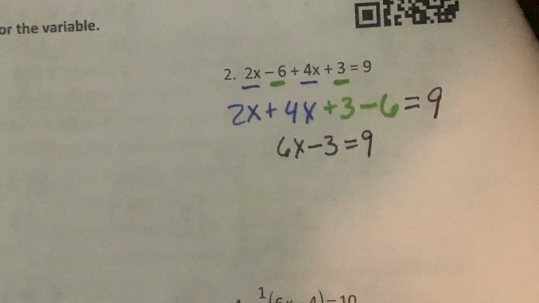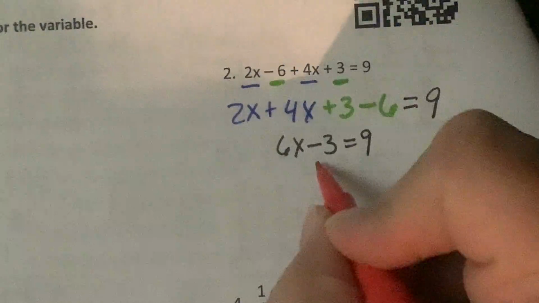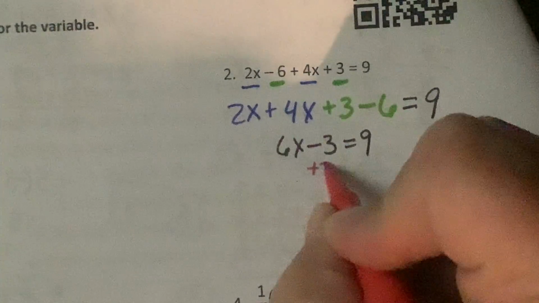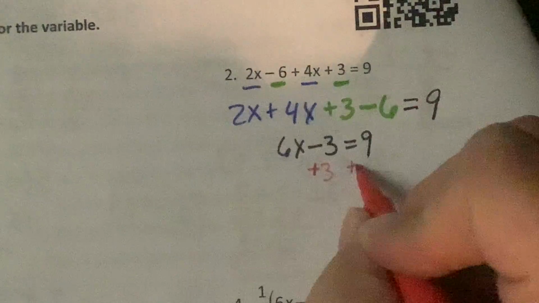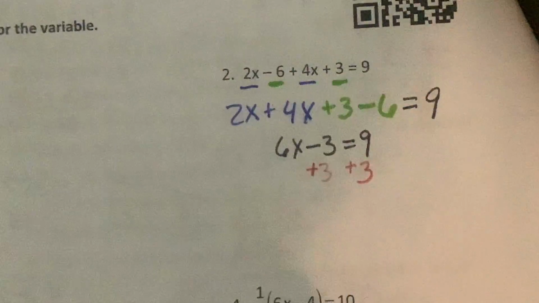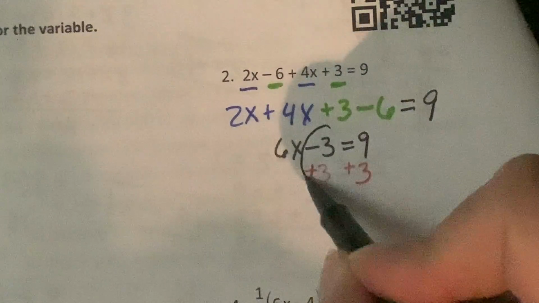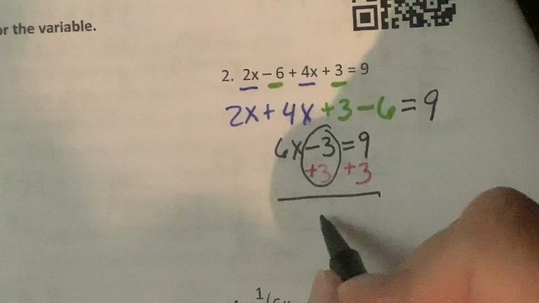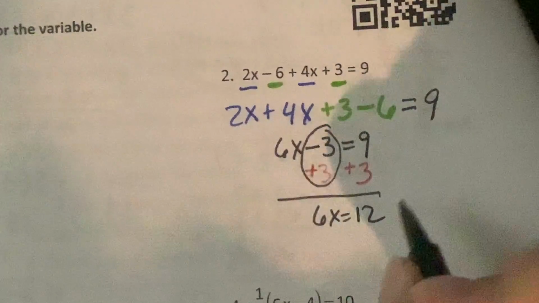All right, here's hoping that the red pen works this time. The inverse of subtract 3 is to add 3, and add 3. 6 minus 3 plus 3, well, that's 0. And 6x equals 9 plus 3 is 12.